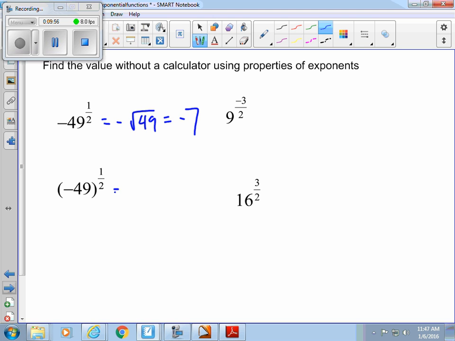This is the square root of negative 49, which is not real, right? We can call it 7i. I will tell you in calculus, we will just say no real answer. But we won't deal with i's in Cal 1 and 2.